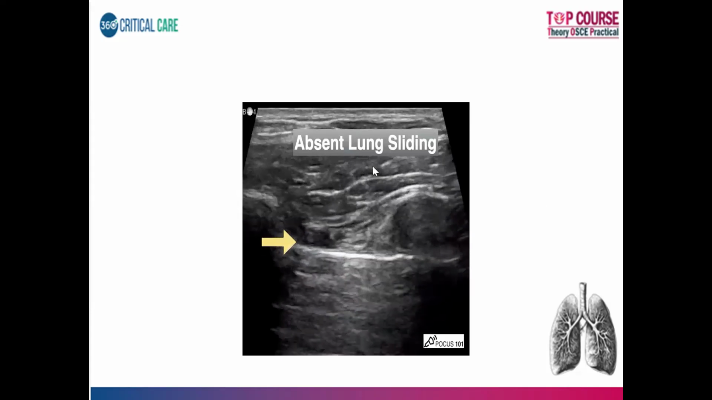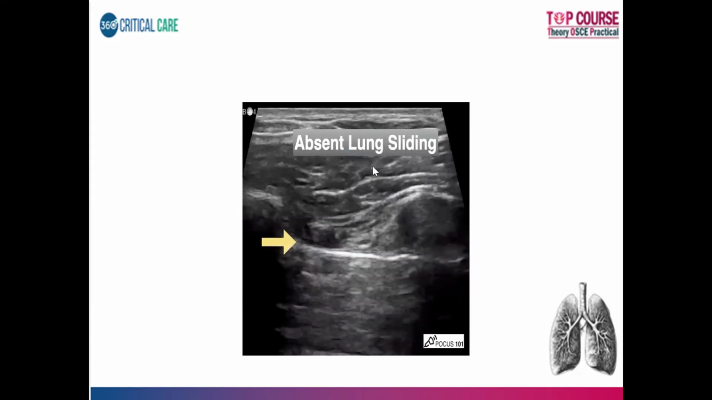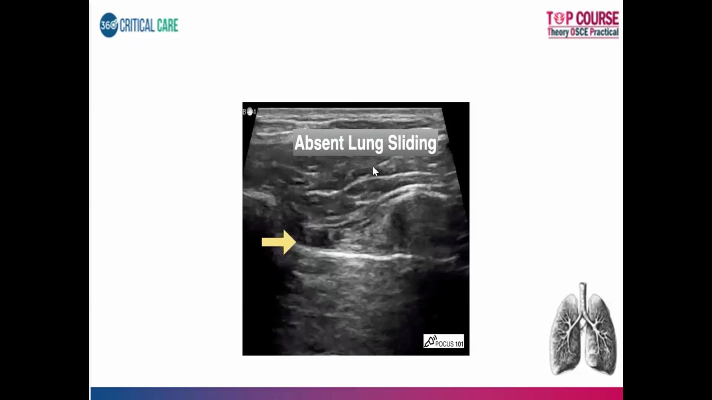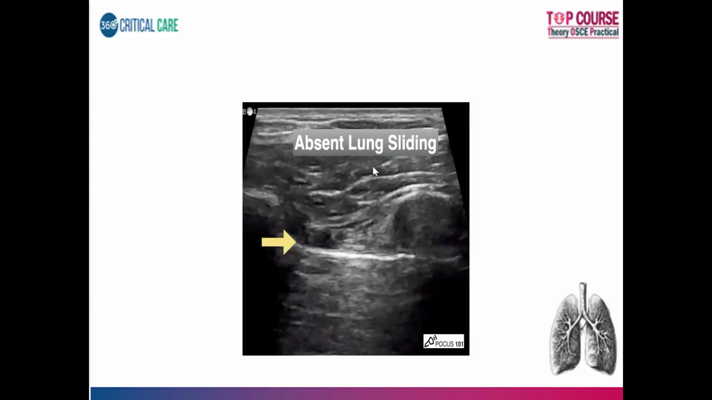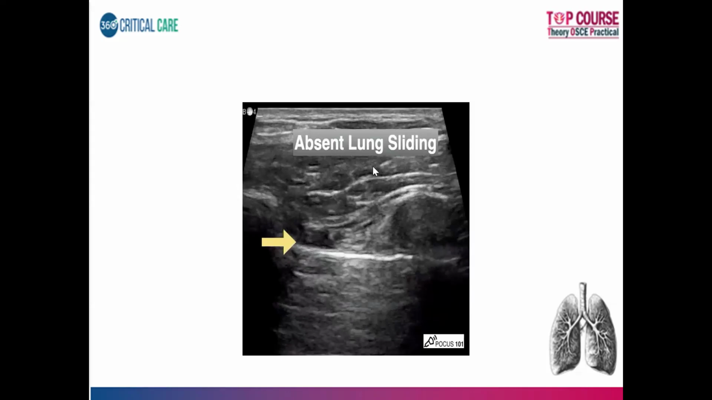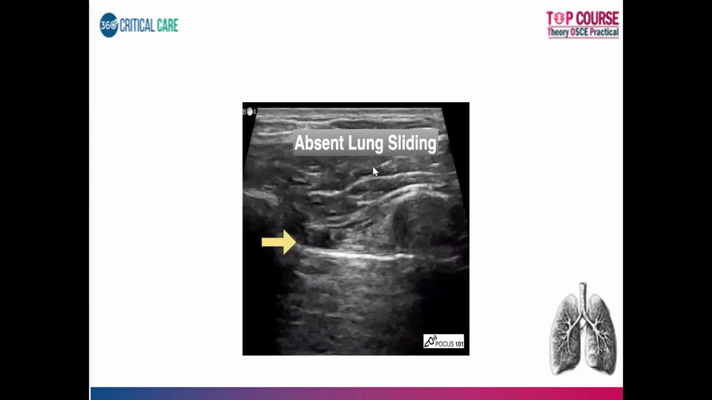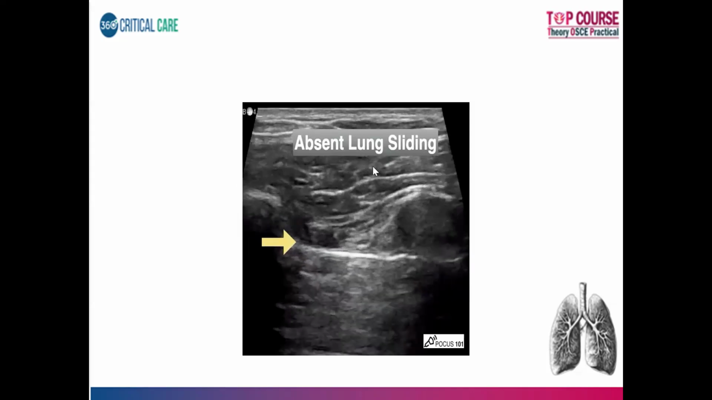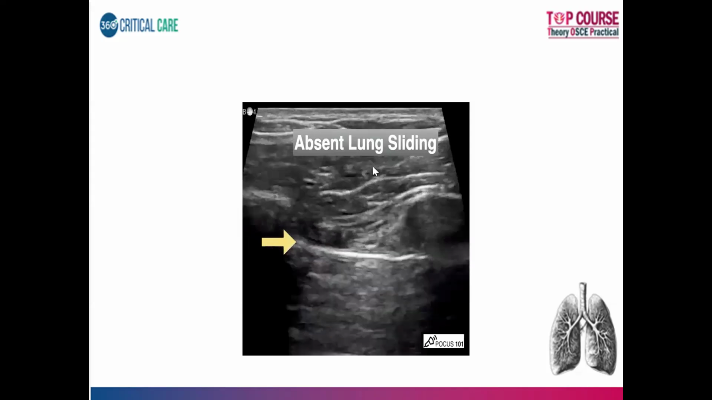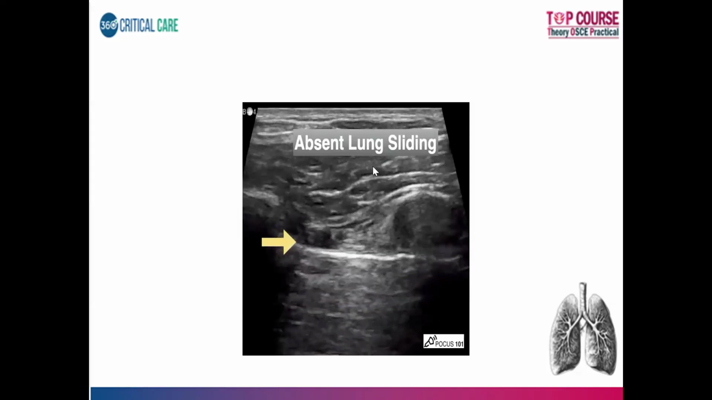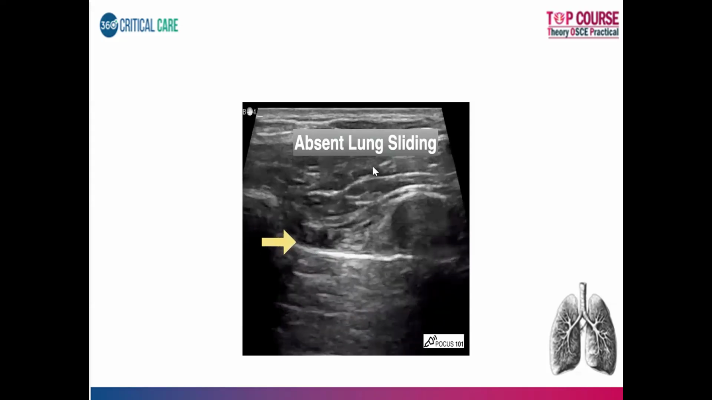So that time we might have to switch modes. This is a B mode, also known as the brightness mode. From the brightness mode, you have to switch over to the motion mode, that is the M mode, and then look for the presence of a stratosphere sign or a barcode sign. And when you're doing so, you should also look for the presence of a lung point. I told you earlier, I'm repeating again: the lung point is the transition point between the normal lung and the lung which has been affected with the pneumothorax.